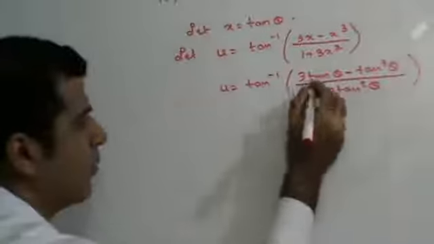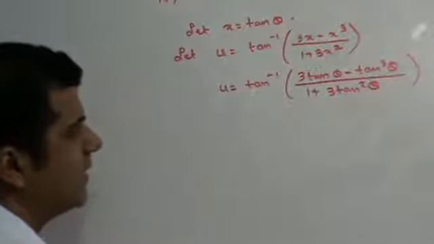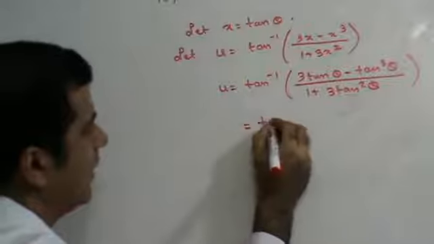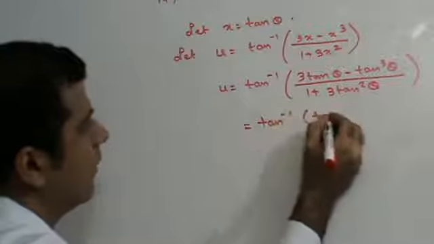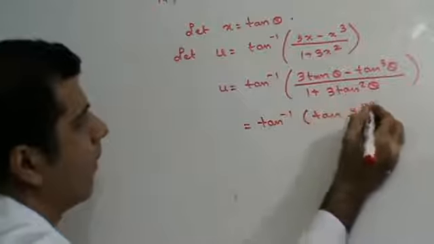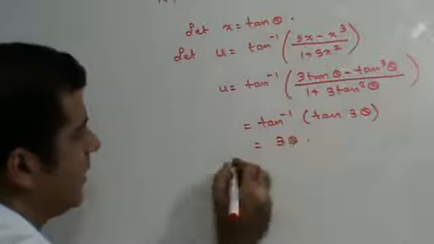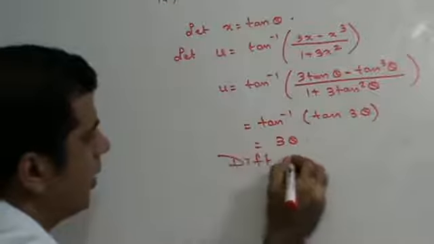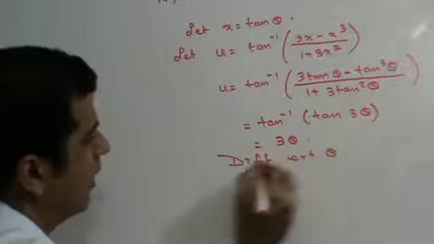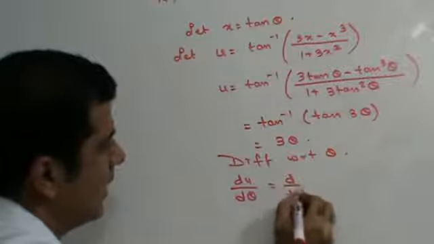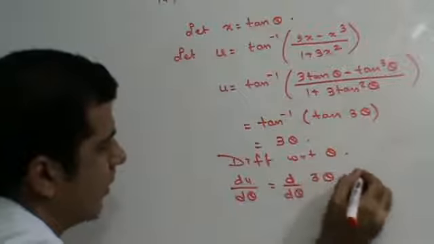Now this 3 tan theta minus tan cube theta upon 1 plus 3 tan square theta is nothing but tan 3 theta. Right? Tan inverse and tan get cancelled, that is 3 theta. Differentiate with respect to theta. So you will get du by d theta, which is d by d theta of 3 theta, which is nothing but 3.